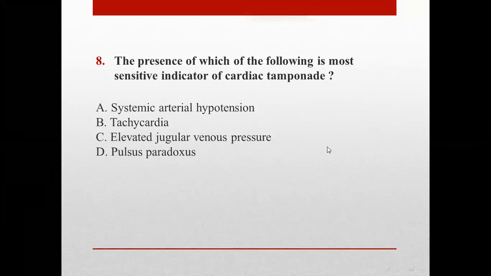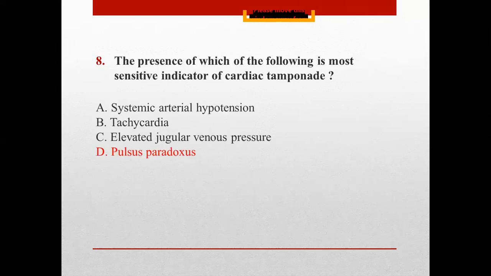So I can see that many of us have chosen the answer A, which is systemic hypotension. Let us see the correct answer. It is D, pulsus paradoxus.